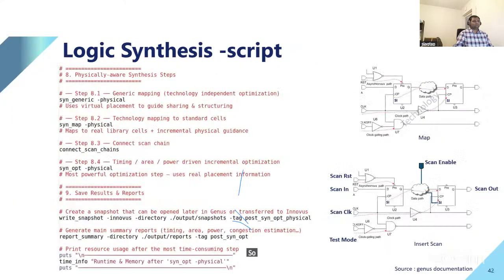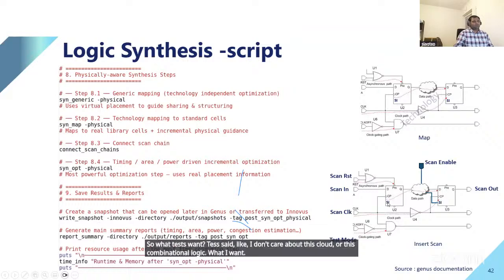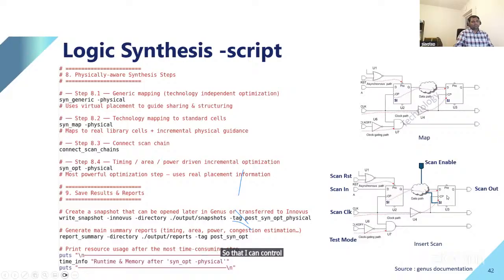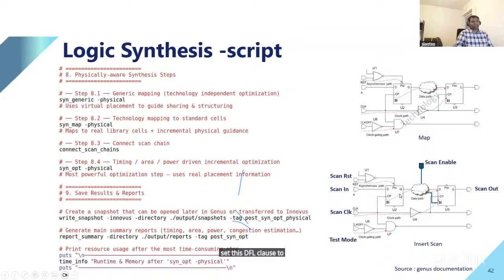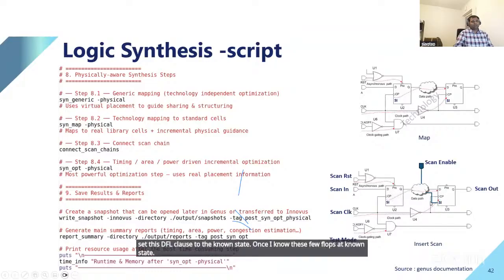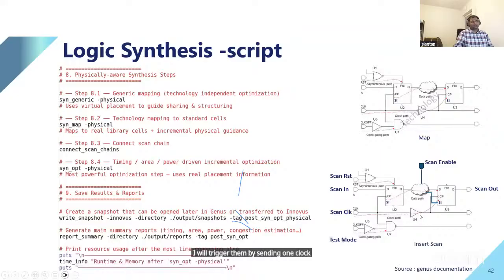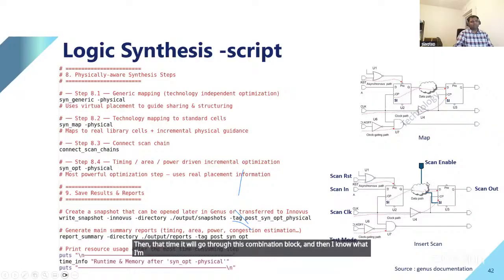So what does the test want? The test says, I don't care about this cloud or this combinational logic. What I want is full control of the clock pins and full control of the reset pin, so that I can control these D flip-flops. And then I want the capability to set these D flip-flops to a known state. Once I know these flip-flops are at a known state, I will trigger them by sending one clock pulse. Then it will go through this combinational block, and I know what I'm capturing, and that depends on this cloud. So I'm checking this cloud indirectly.